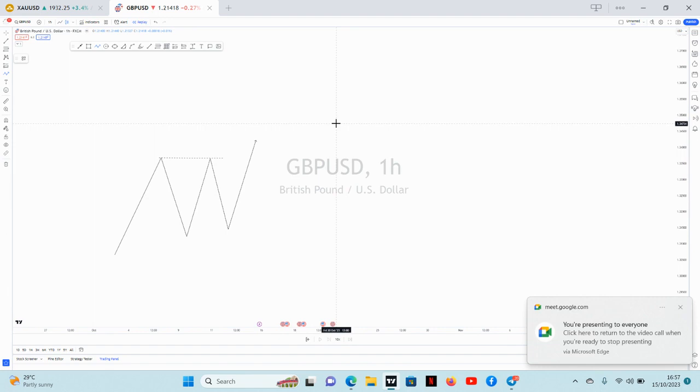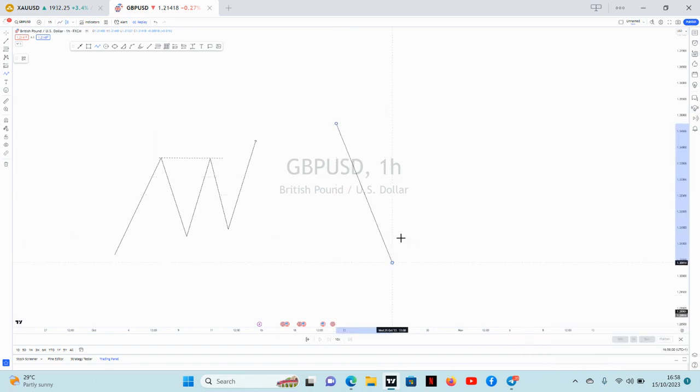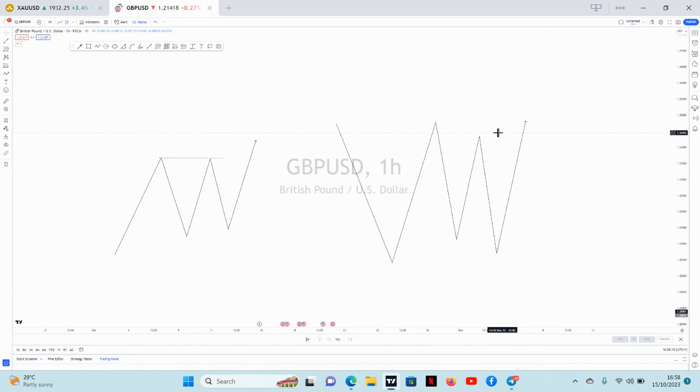Now, supposing we have something like this, and then something like this, and then we have this, and then we have this. So let me just leave it like this. This is a market structure. Now this is liquidity. This is liquidity. This is liquidity. This is liquidity also. So how do we determine which one we should wait for price to grab and which one we should not pay attention to? Now it's very, very simple.